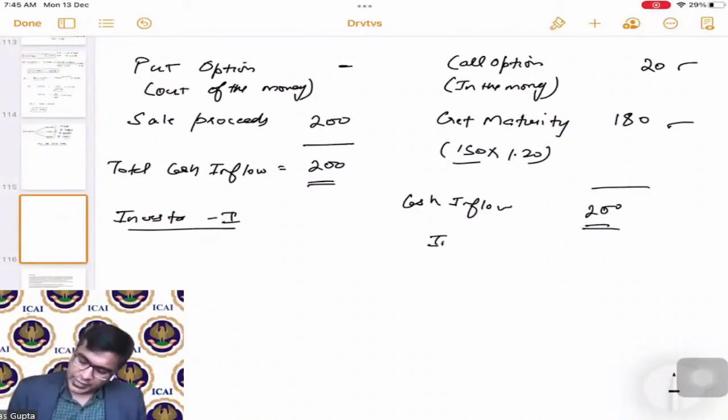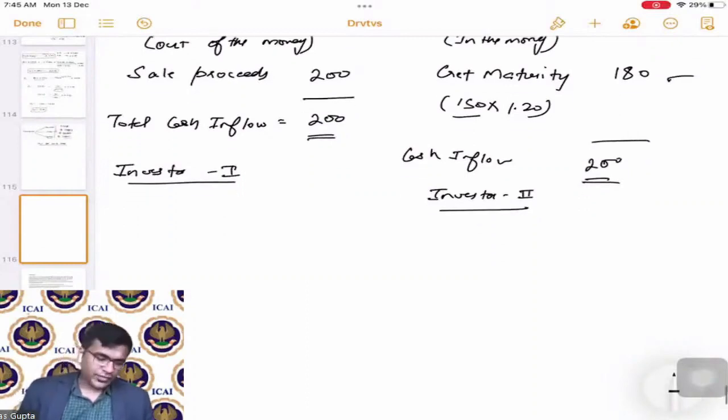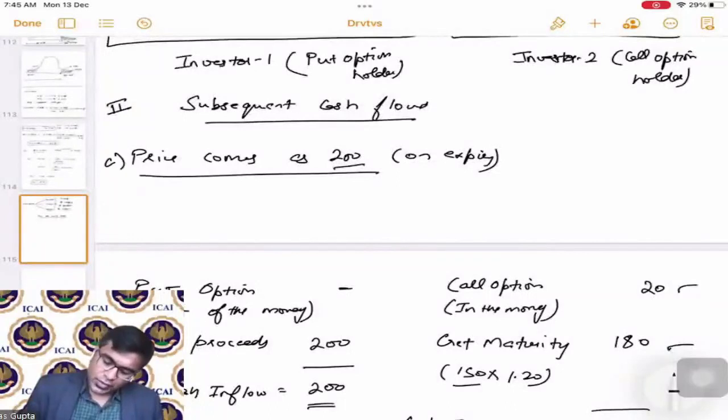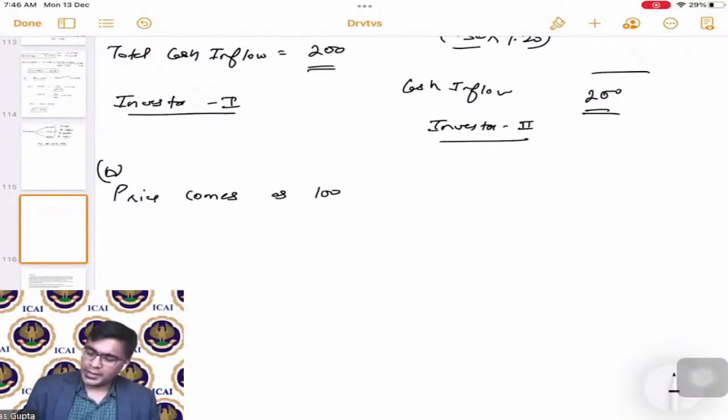This is for investor two. Okay, students. So this is for investor two. Now, what if the price comes as 100? So the first case we have taken, the price comes as 200. Now the second case we are taking, the price comes as 100 on expiry.